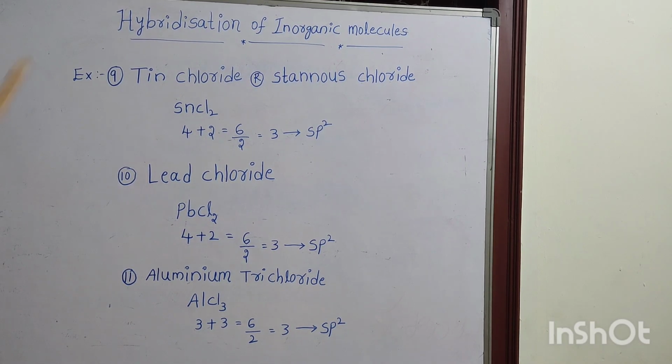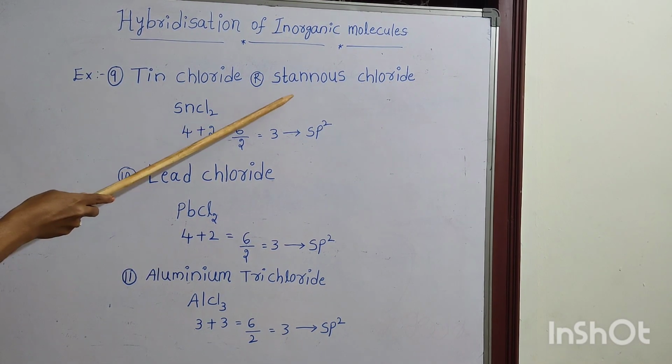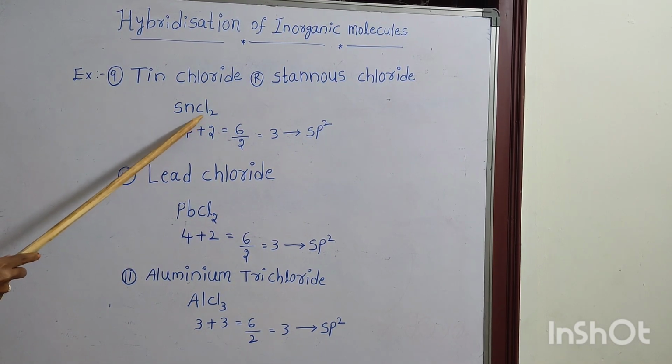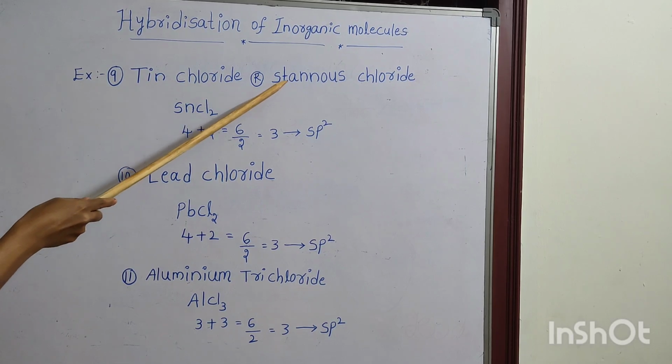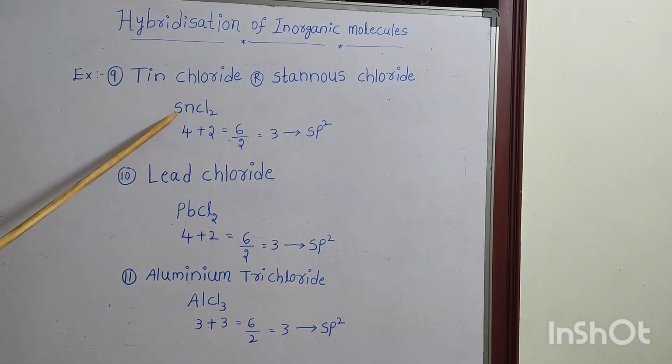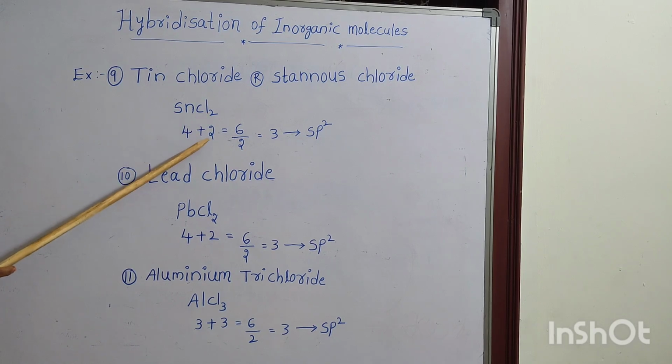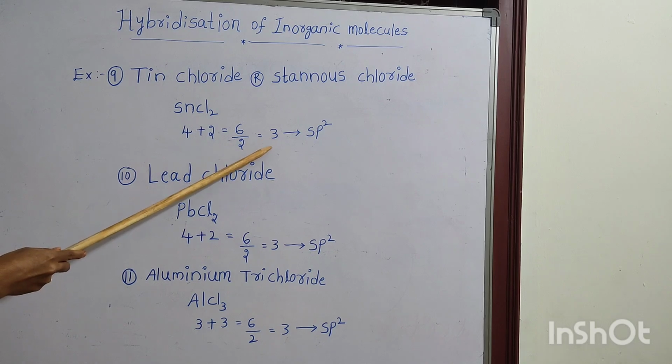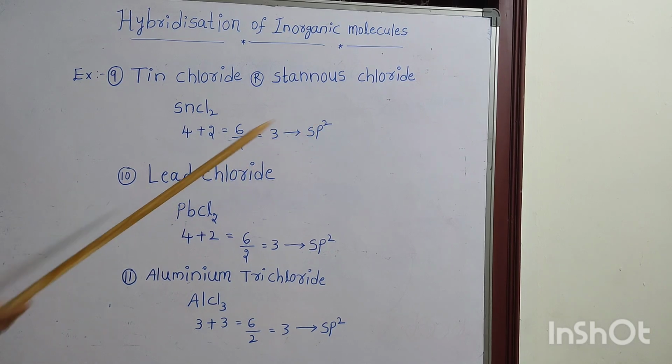Next example, tin chloride or stannous chloride, SnCl2. Tin belongs to 4th group element. So valency is 4, plus 2 chlorine atoms. Totally 6 divided by 2. We get the quotient 3, sp2 hybridization.